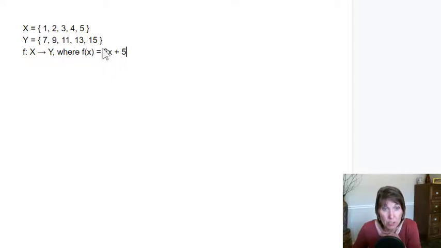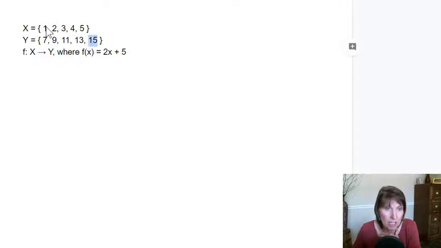We can substitute. So 2x plus 5: with 1, that is 2 times 1 plus 5, which is 7. When we do that with 2, it's 2 times 2 plus 5, which is 9. With 3, 3 times 2 is 6, plus 5 is 11. With 4, we get 2 times 4 is 8, plus 5 is 13. We do it with 5: 2 times 5 is 10, plus 5 is 15.